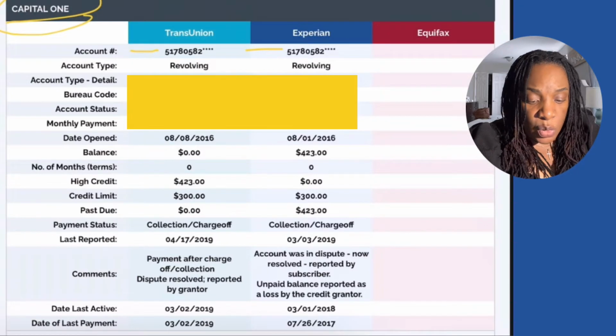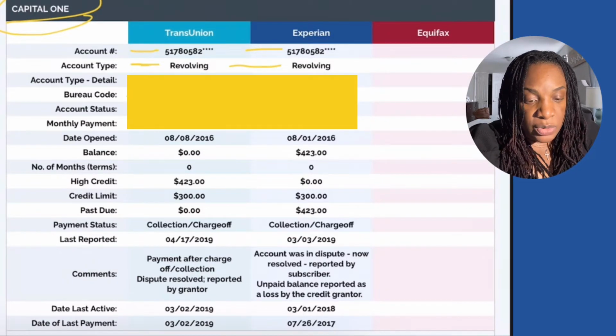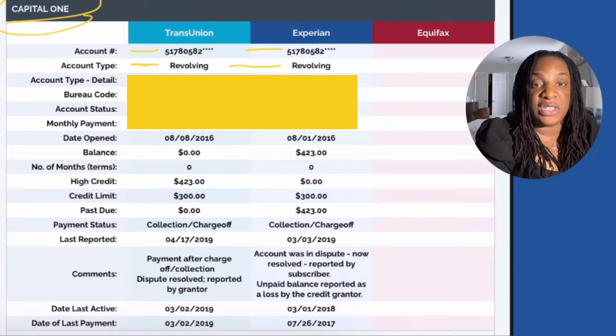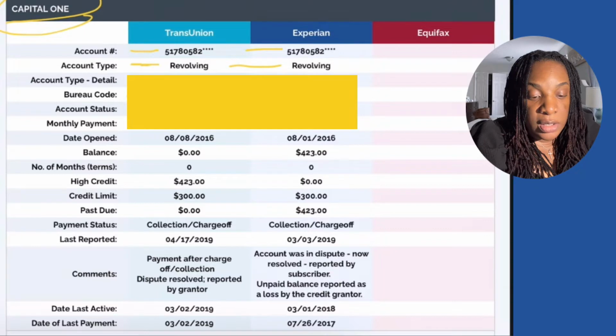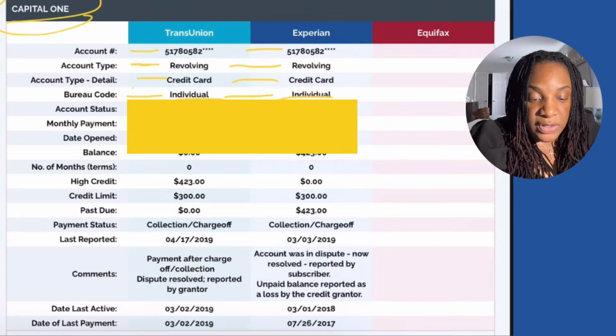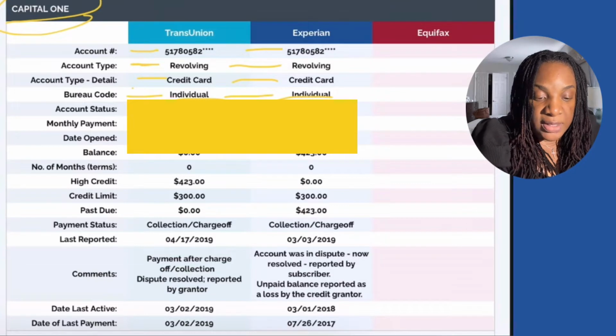Okay, so the second thing that I want to go to is account type. The account type here is correct. This is a revolving line of credit because it is a credit card. Okay, so bureau code individual, that is correct.